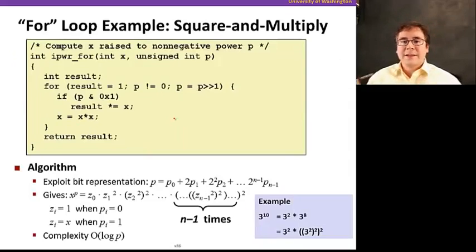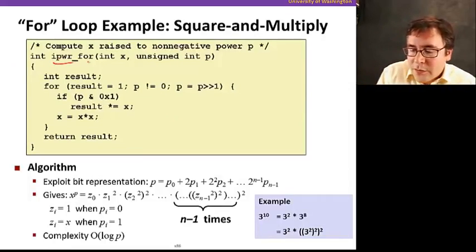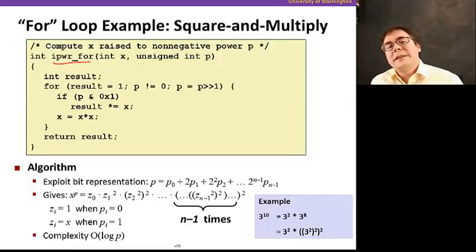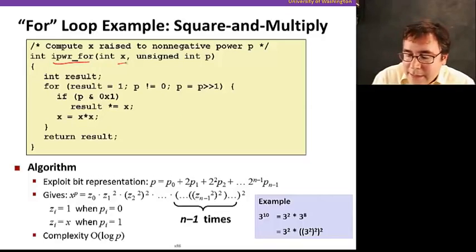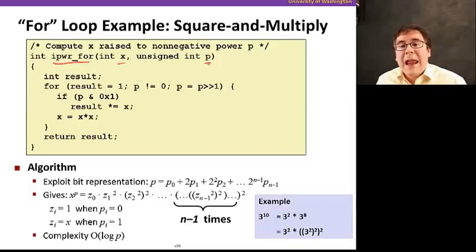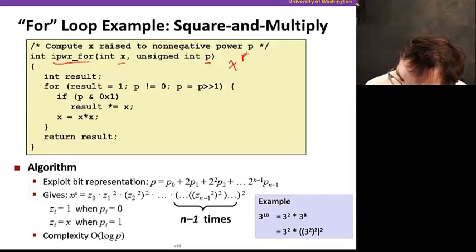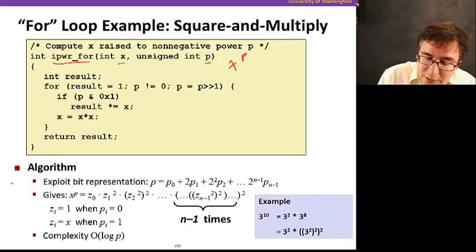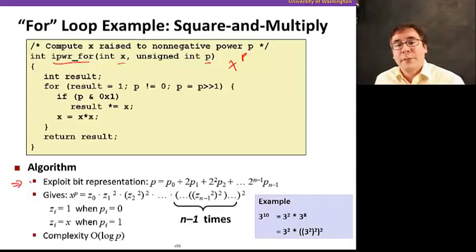Now let's see how we implement a for loop. A for loop essentially has bounds on the number of iterations of the loop. And in this example here, we're implementing a function that takes x and p as parameters and computes x raised to the p power. Okay? So there's a clever algorithm here that exploits the bit representation of p. It encourages you to stop and take a look. It's really great, and it's pretty clever.